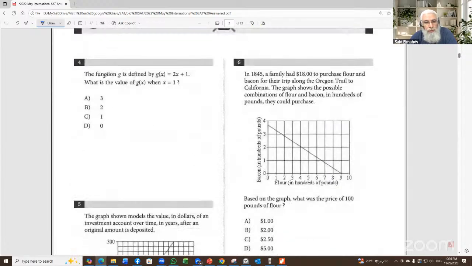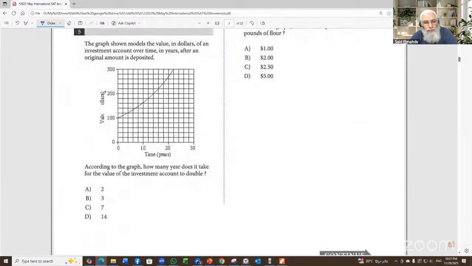The function g is defined by g of x equals 2x plus 1. What is the value of g of x when x is equal to 1? So he is asking about g of 1, which is 2 times 1 plus 1. 2 plus 1 is 3. So the answer is 3.